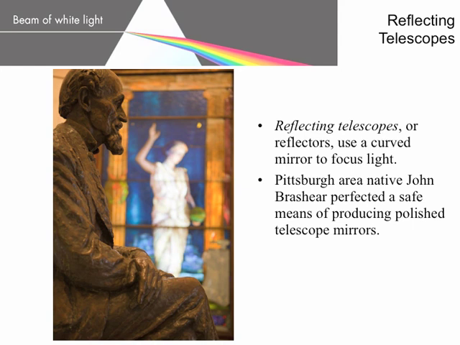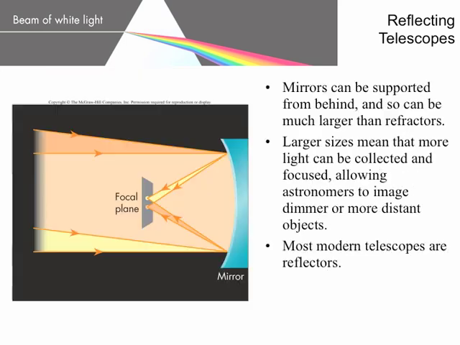John Brashear, who worked at the Allegheny Observatory, pioneered a method to safely polish telescope mirrors. Prior to his method, the process of creating mirrors for telescopes could be dangerous. The chemicals involved could lead to explosions. Once the technical difficulties were sorted out, mirrors became very popular to use in modern telescopes.